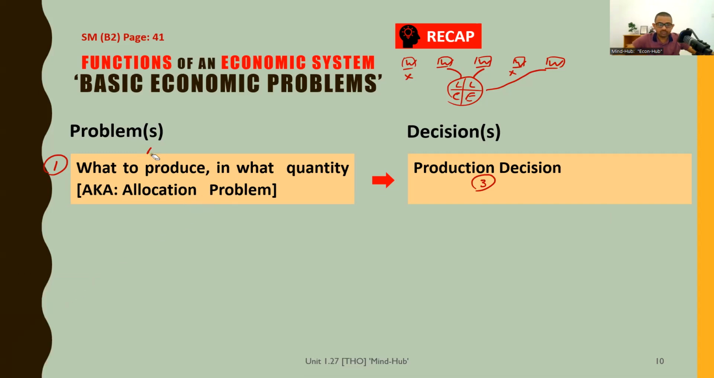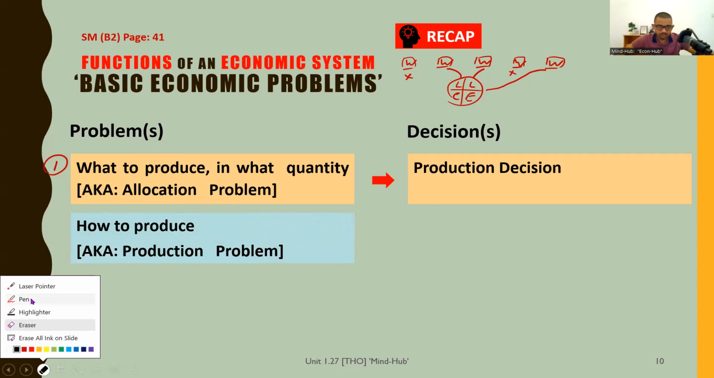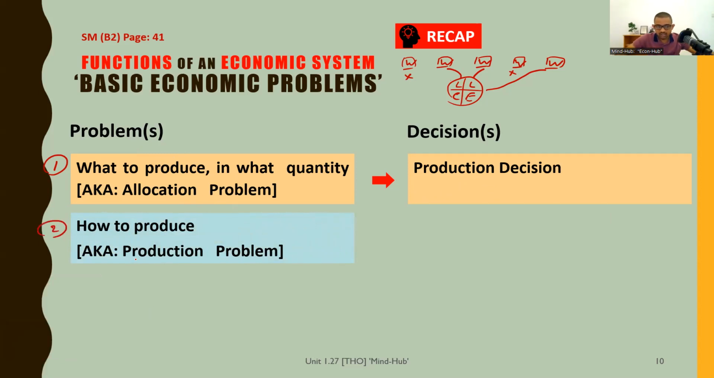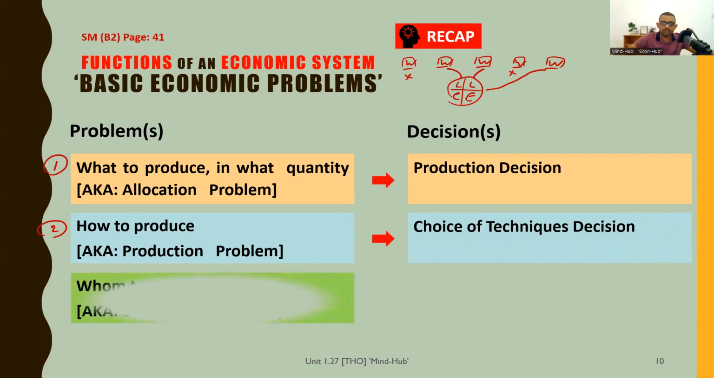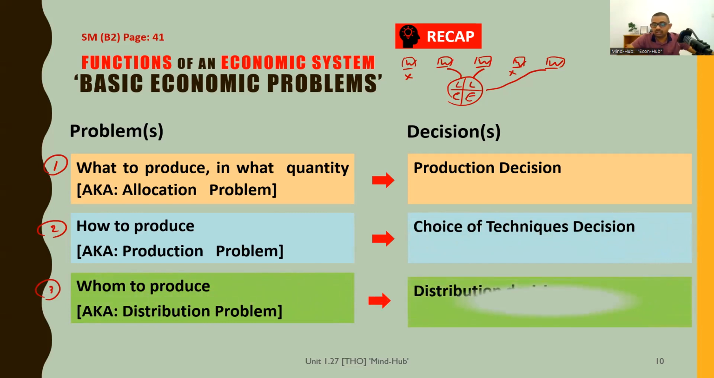Then, second problem is how to produce. What kind of a problem is how to produce? How to produce is a production problem. The decision is the choice of techniques decision. Okay. You have to decide the production technique. Then you can solve the problem of how to produce. Third problem is whom to produce. What kind of a problem? Distribution problem. What kind of a decision? Distribution decision. These are the three problems.